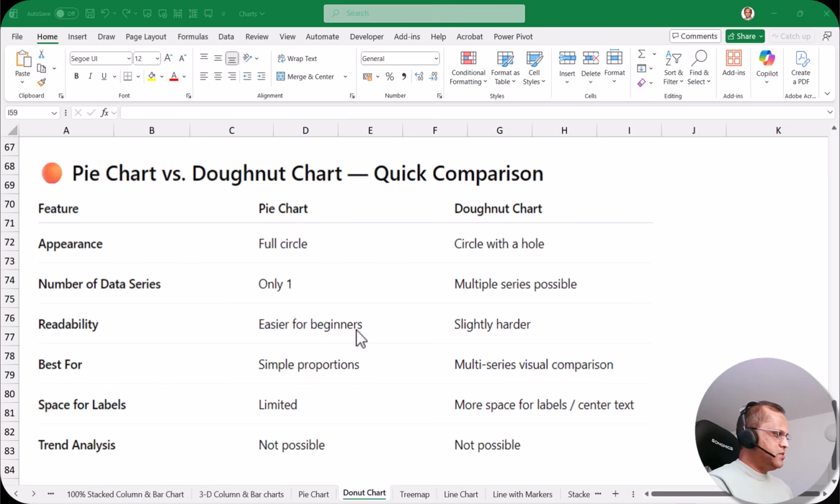Readability, pie chart is easier for beginners and donut chart is slightly harder to understand. Best for simple proportions in the case of pie chart, and if I want to go for multi-series visual comparison, then we can go for the donut chart. Space for labels, here it is limited in the case of pie chart, but in case of donut chart we have more space for the labels. Also we can put in the center the text. Trend analysis in pie chart also not possible, in the donut chart also not possible. So these are the major differences between the pie chart and the donut chart.